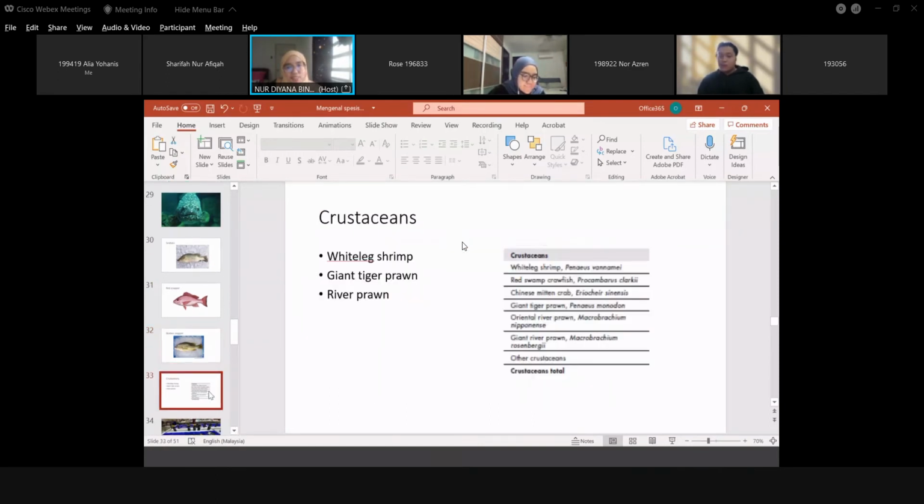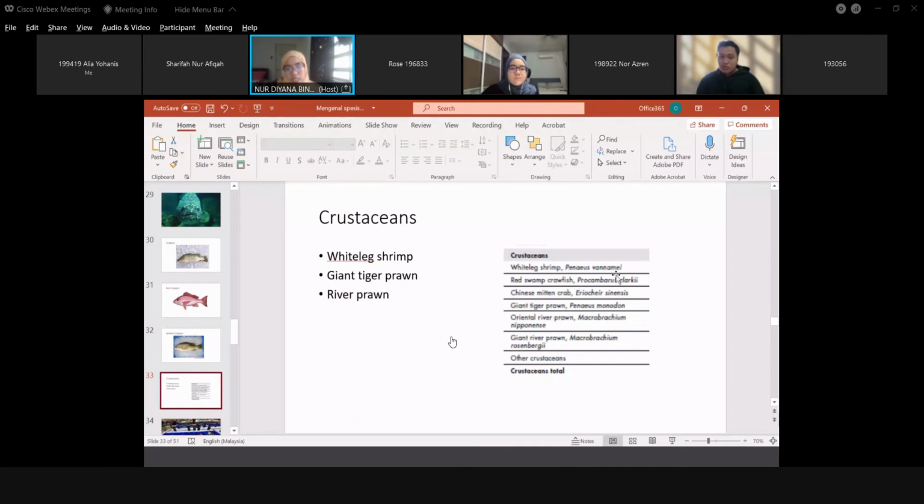Okay, so besides fish, we also have crustaceans. I'm only highlighting 3 here, which are most important. We have white leg shrimp, giant tiger prawn, and also river prawn. Actually, tiger shrimp, okay? It's not prawn, it's a shrimp. And river prawn. All right, so the name here, white leg shrimp, we will show you the photo later.